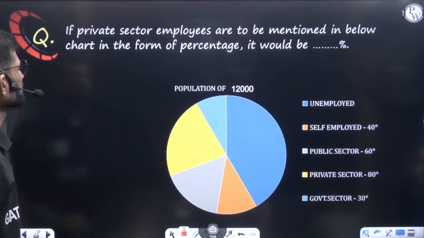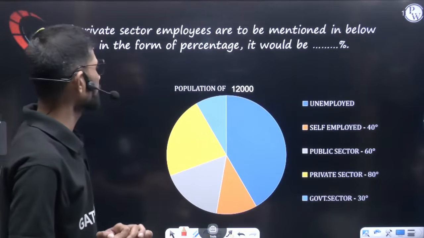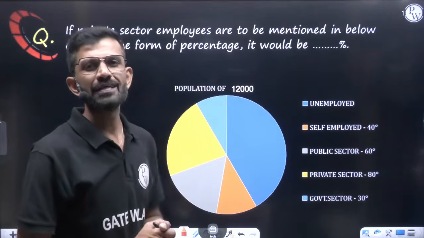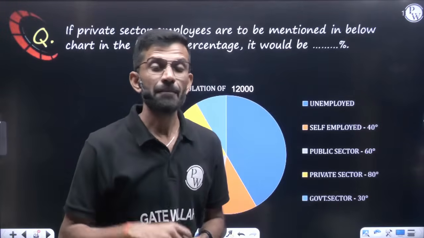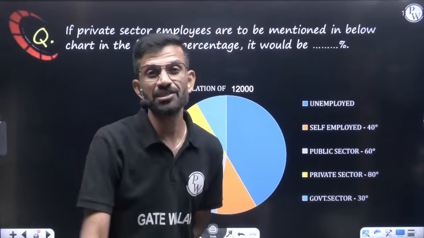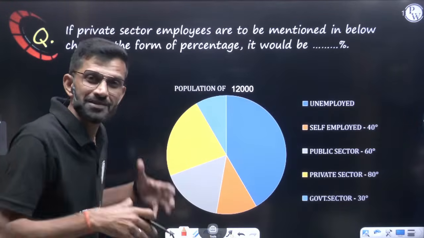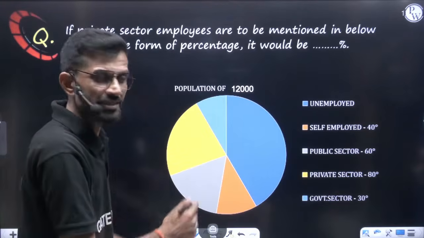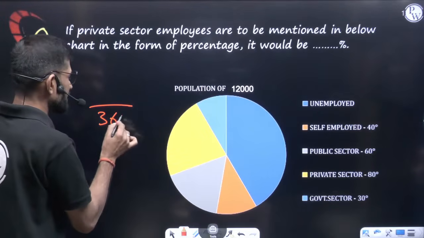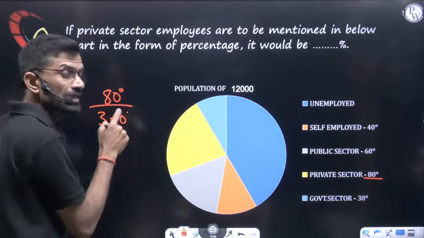Moving to the next. If private sector employees are to be mentioned in the below chart in the form of percentage, it would be dash percent. How much percent? Private sector, instead of mentioning here, they have mentioned in degrees. Instead of degrees, if we have to mention in percentage, how much percent is it? Because it is total 360 degrees, out of 360 degrees, private sector is how much? 80 degrees. This value they are asking you in percentage.